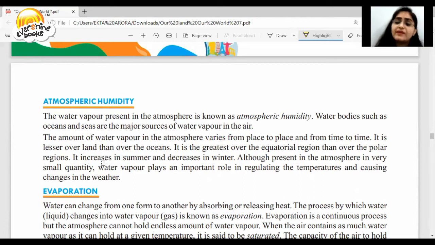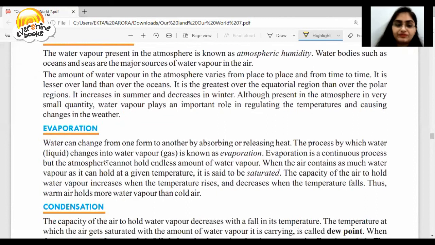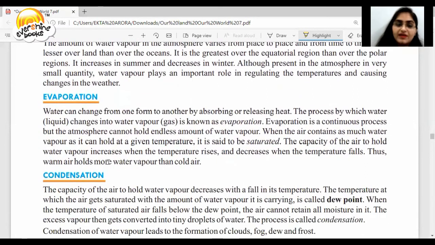Although present in the atmosphere in very small quantity, water vapor plays an important role in regulating the temperature and causing changes in the weather. Now, what is evaporation? Water can change from one form to another, we already know. The process by which water, when it is in liquid form, changes into the gaseous form is known as evaporation.